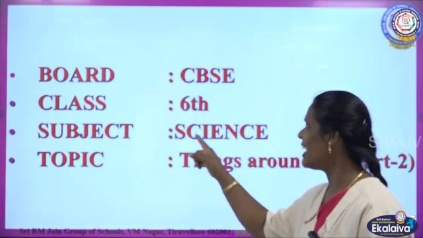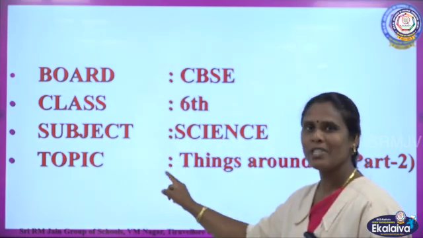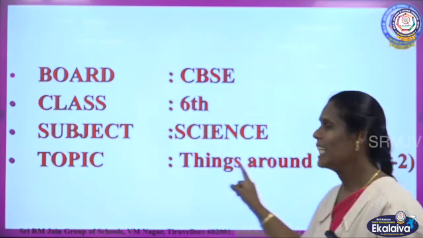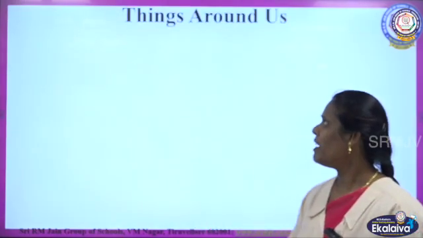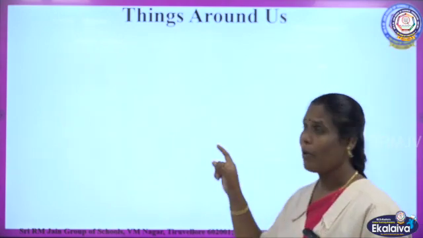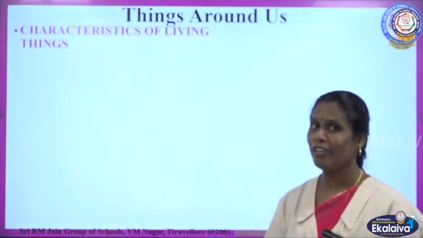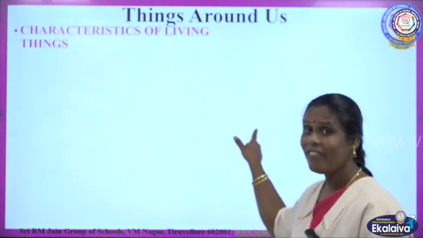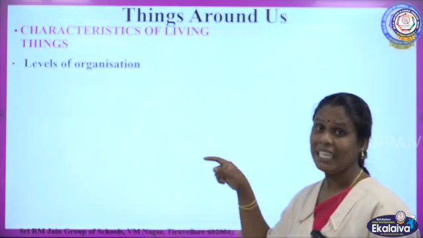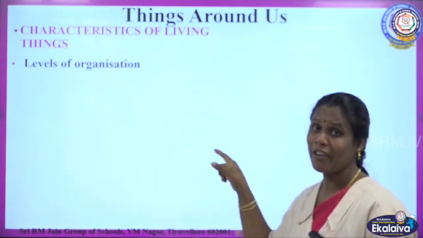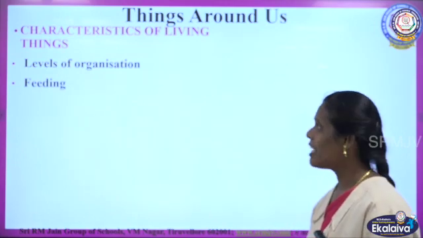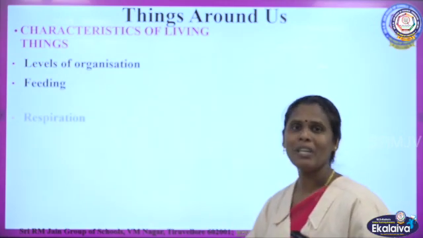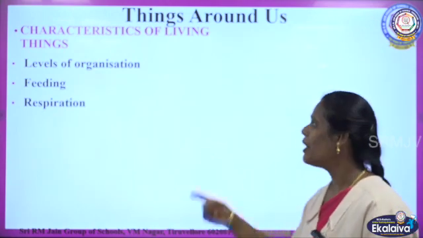Board CBSE, class 6th, subject science, topic things around us, part 2. In previous class, we discussed the characteristics of living things. What did we discuss? First one, living things have various levels of organization. Second one, living things need food. Third one, living things respire.